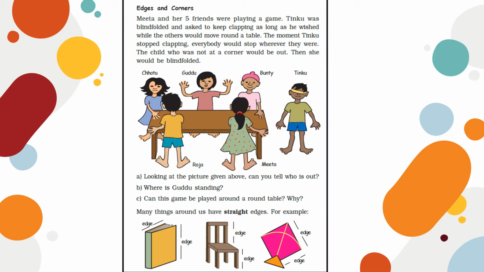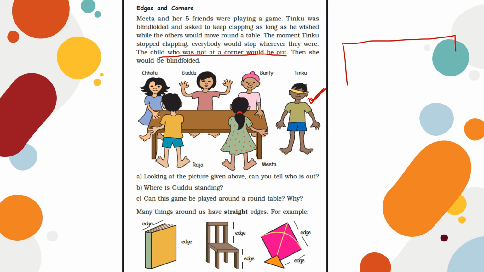There's a game going on. Meeta and her 5 friends are playing a game. Okay. Tinku is blindfolded. That means he is the denner. He is asked to clap his hands as long as he wishes for. The moment he stops clapping, everyone has to stop wherever they are. The child who is not at the corner would be out. Okay.